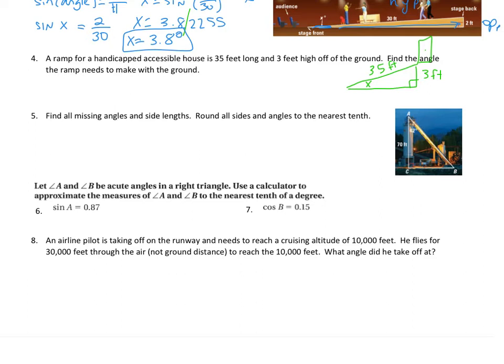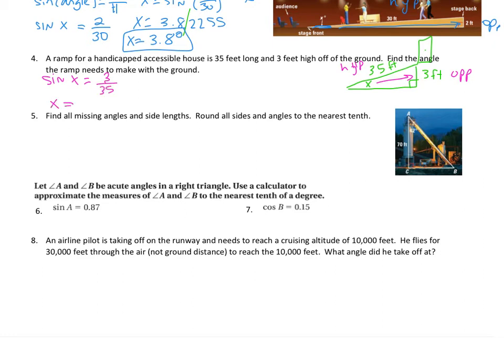Now when we label our sides, it's based off of that angle X. So we have opposite is our 3 feet, and hypotenuse is our 35. The only thing that uses opposite and hypotenuse is sine again. So we have sine of our angle, which is X, equals opposite over hypotenuse, so 3 over 35.